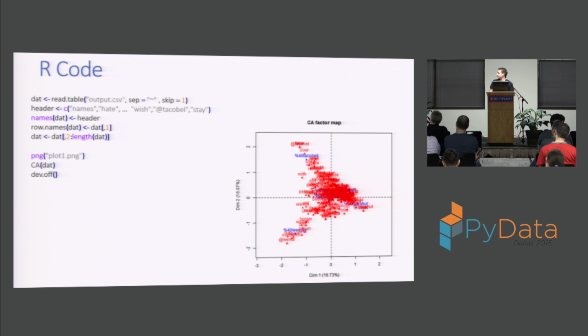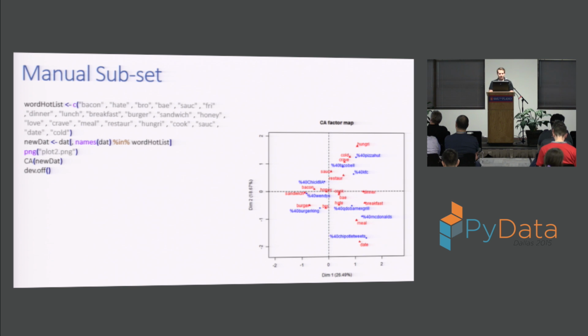To explain what's going on here, if it's blue, that means that's a restaurant. If it's red, that's a word that was identified using what I like to call the word hot list, which is me looking through my corpus of words, identifying things that look very foodie, such as fries, dinner, lunch, breakfast, burgers, hungry. I was then able to create a new list that's much more parsimonious and is allowing us to see what's going on with the different restaurants in this analysis.